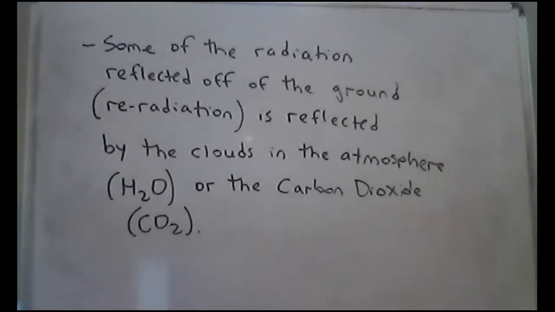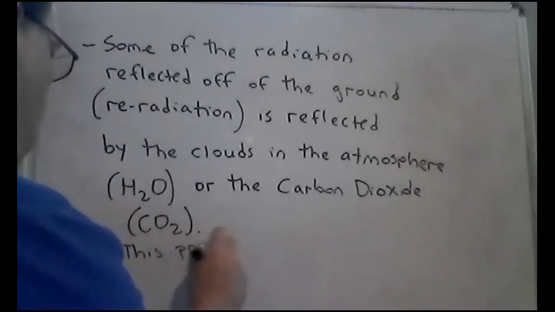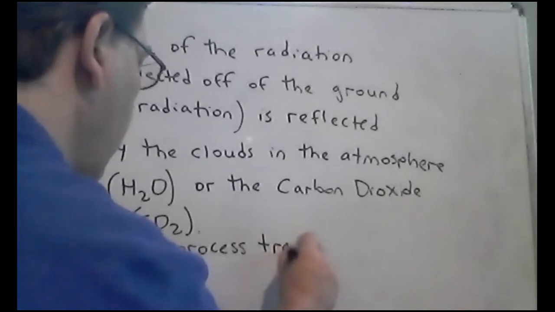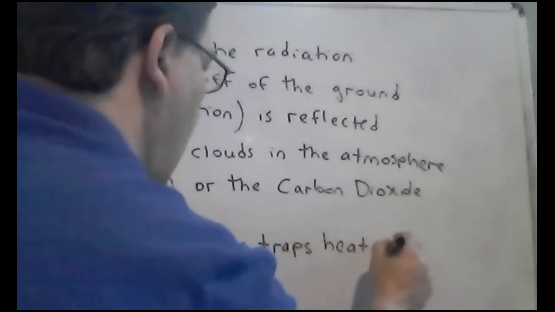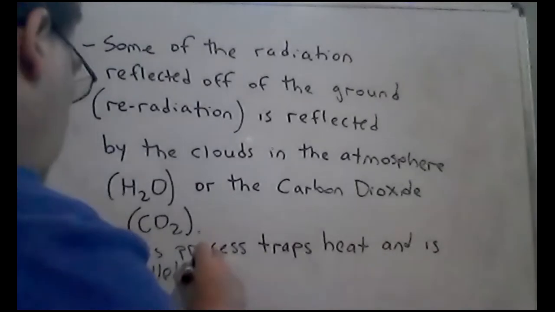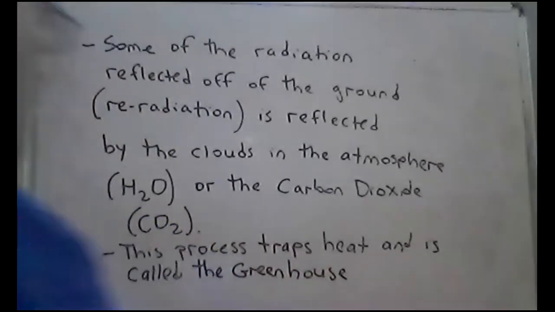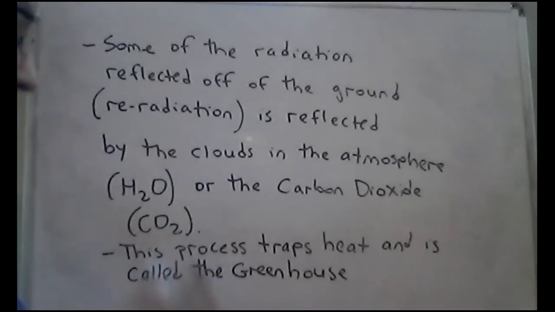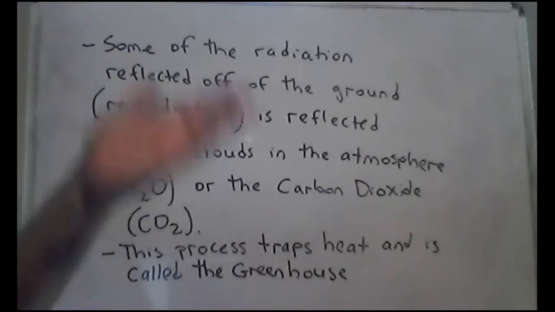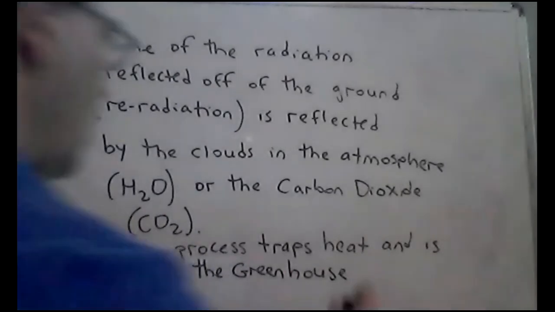Now, essentially this traps the heat. So this process traps heat and is called the greenhouse effect. Anybody who's ever had a greenhouse knows how this works. You want to grow tomatoes, for instance, you make yourself a greenhouse. Light goes through the plastic or whatever covers your greenhouse, some of it's absorbed by your plants and stuff, some of it gets re-radiated and gets trapped in your greenhouse because it doesn't escape. It essentially gets reflected back into the greenhouse. It's called the greenhouse effect.